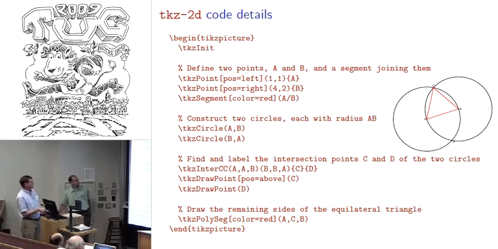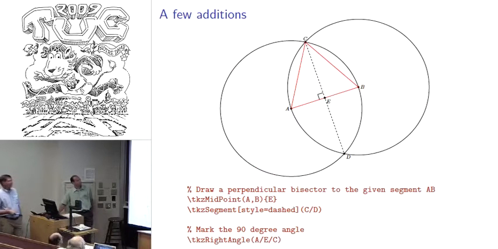And then draw the point that was computed at C, draw another point at D, and then what was it we wanted originally? We wanted this equilateral triangle. So that's a polyseg from points A to C to B. Why didn't I go back to A? Well, I already had that segment.